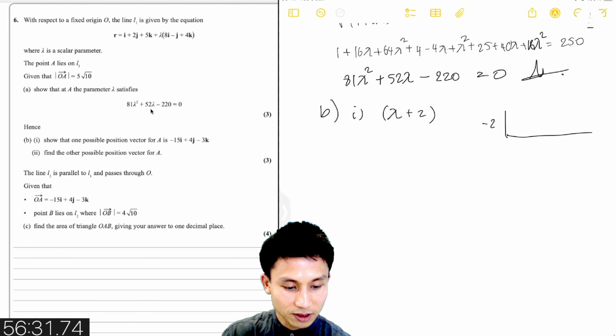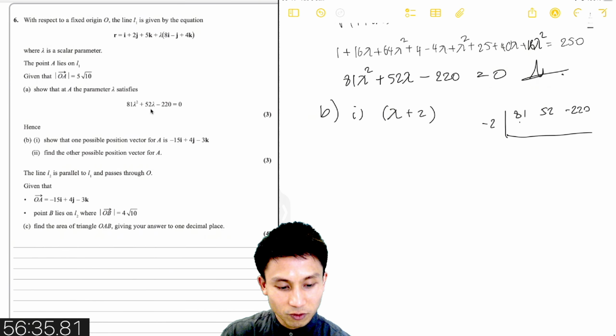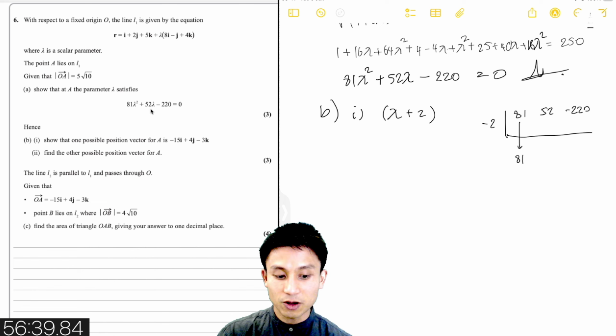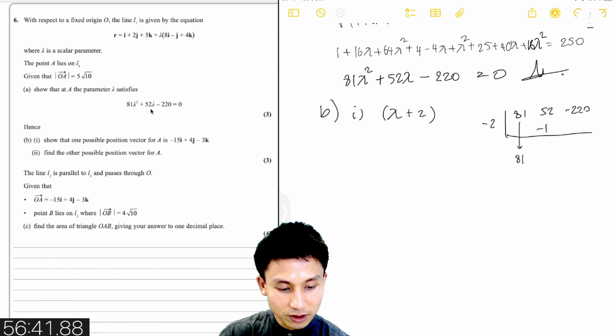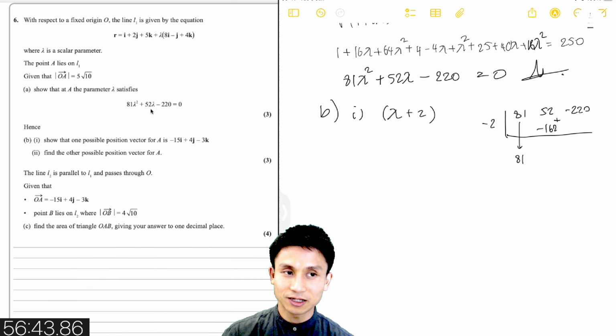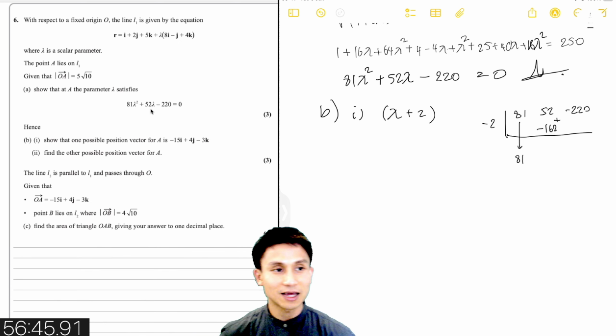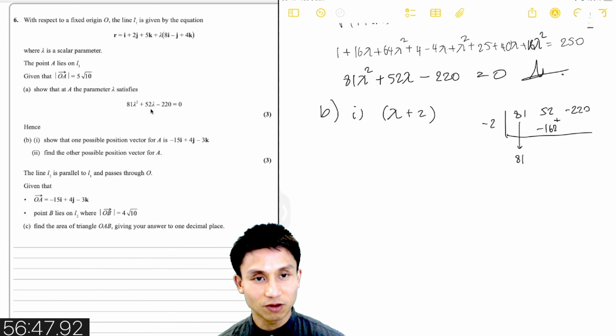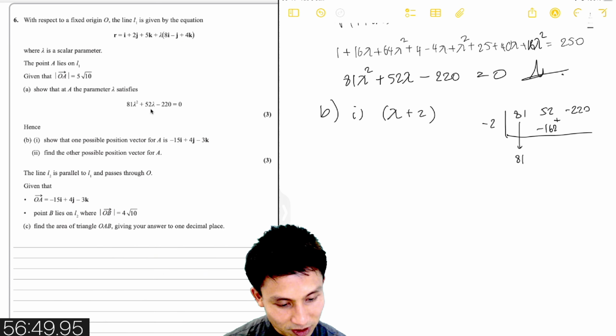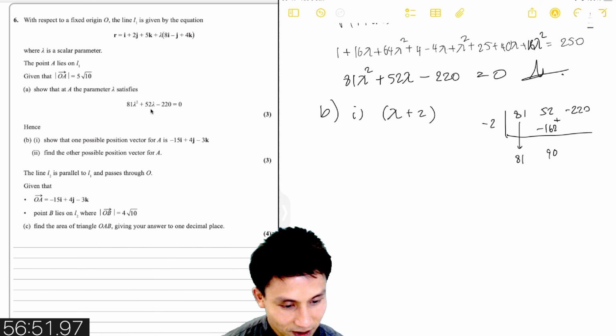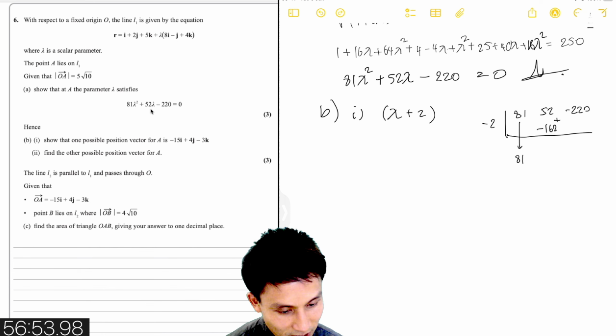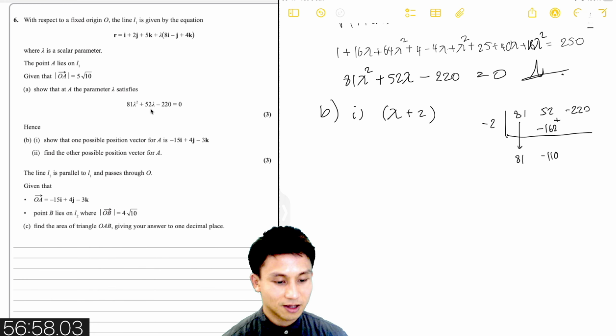And we do this. So we do 81, 52, minus 2, 20. And then we bring this down, 81. Minus 2, we multiply 81, we get minus 162. But we add instead of subtract. So this is the opposite to long division. So we add these, we get 90, right? No, we don't. What do we get? We get minus 110. Yeah?